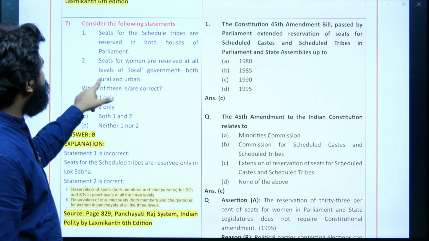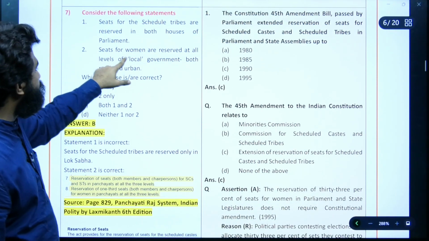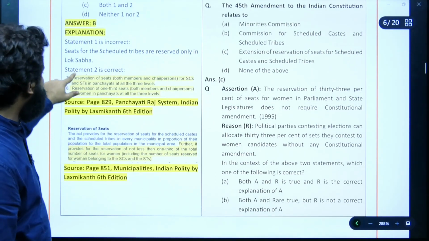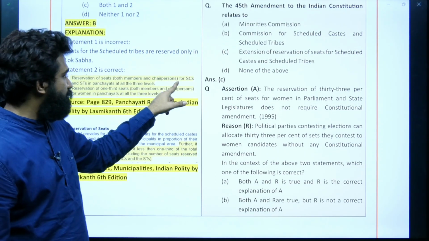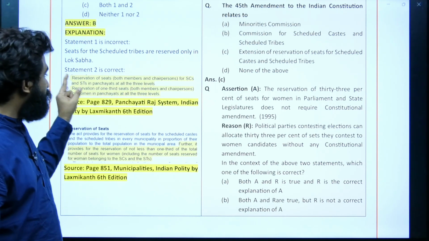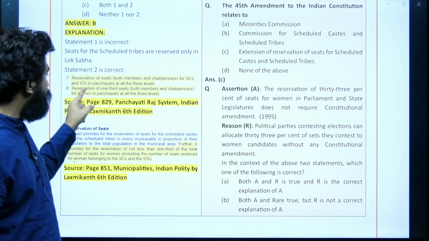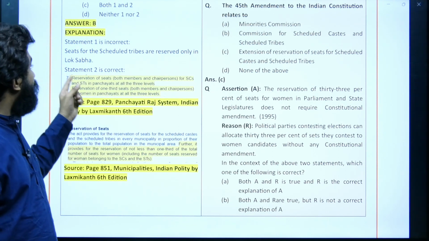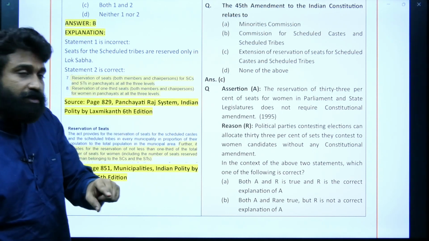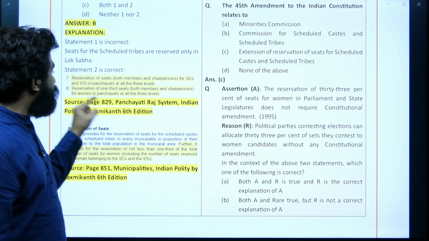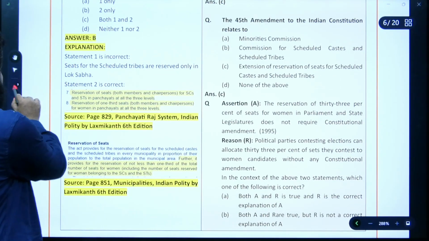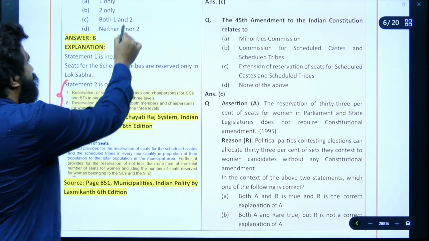Seats for the scheduled tribes are reserved in both houses of the parliament, and seats for women are reserved at all levels of local government, both rural and urban. Actually, here see, seats for both members and chairpersons, including the chairperson, for scheduled castes and scheduled tribes are allowed in the panchayats at all 3 levels, and reservation of 1/3 seats for women, both members and chairpersons, in panchayats at all 3 levels. This is also given as one of the options.